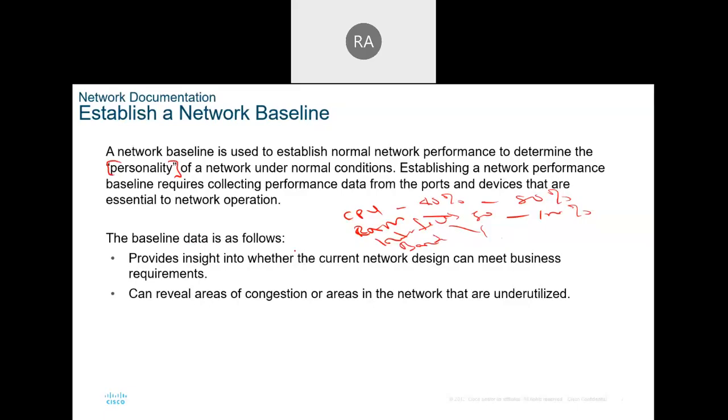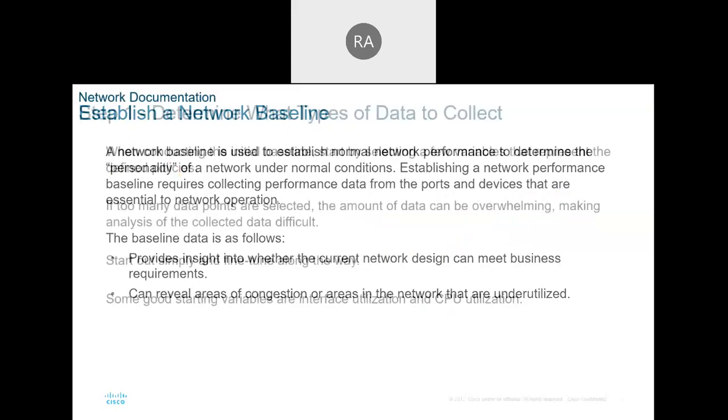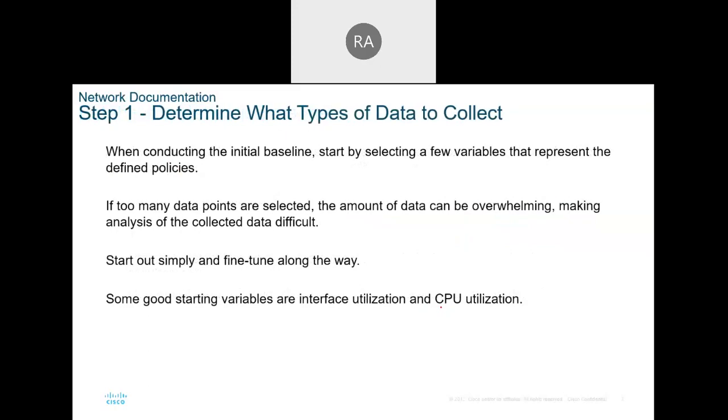So the baseline data is as follows. It provides insight into whether the current network design can meet business requirements. Of course, we talk about hierarchical design. You must be sure that what you've got can meet the requirements of the organization. And it can reveal areas of congestion or areas in the network that are underutilized. You need to understand them from your network baseline. If, for instance, in the areas that are underutilized, you suddenly notice that things are going higher than normal, then you may start suspecting some stuff here.